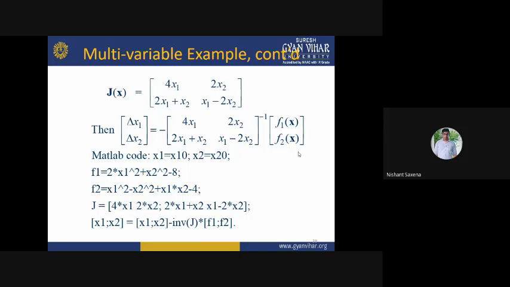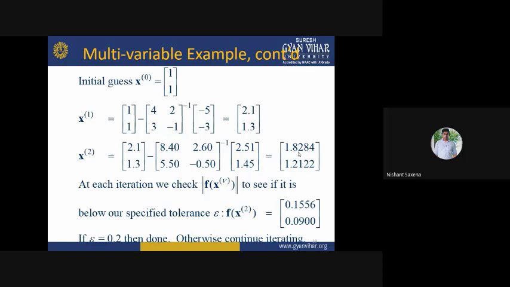So x1, x2 is equal to what? It is x1, x2 minus the inverse of the Jacobian matrix into f1, f2. So when I run this code, with the initial guess values equal to 1 and 1, I substitute these initial values of x1 and x2, and I will be getting the first updated values as 2.1 and 1.1. Similarly, for the second iteration, I am getting this value and this value.